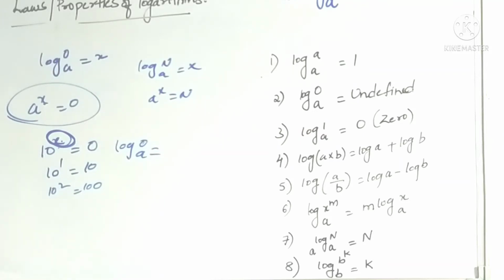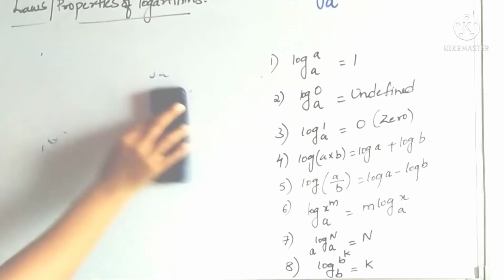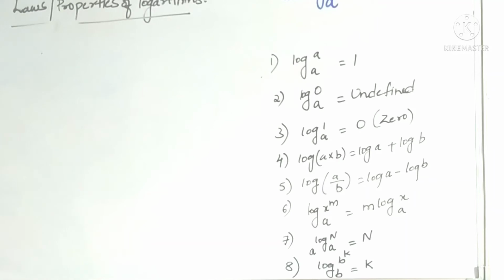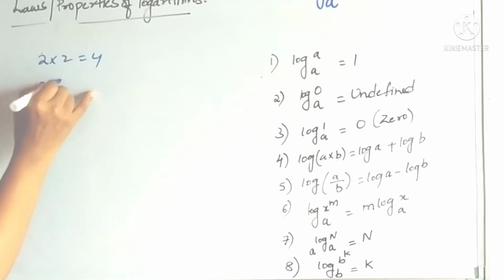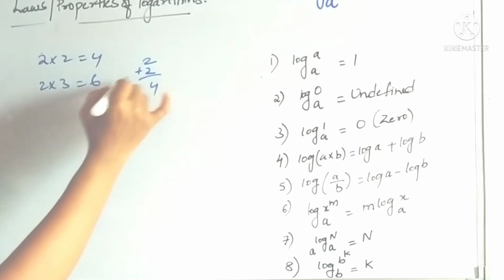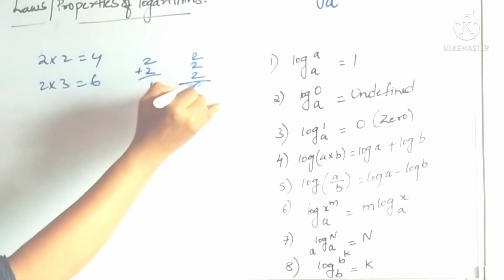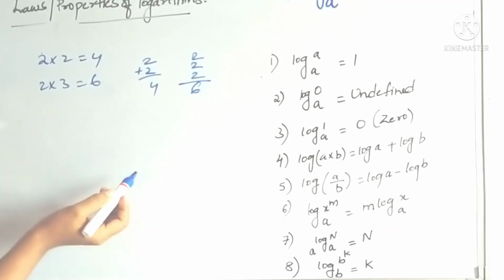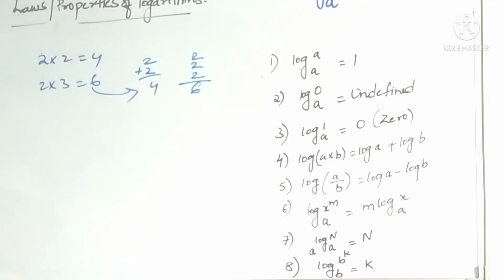Next we will see, what is 2 into 2? What is the value of 2 into 2? 4, right? What is the value of 2 into 3? 6, right? Here, multiplication, or we can add also: three 2's, if we add, you will get 6. So multiplication is nothing but successive addition, right?